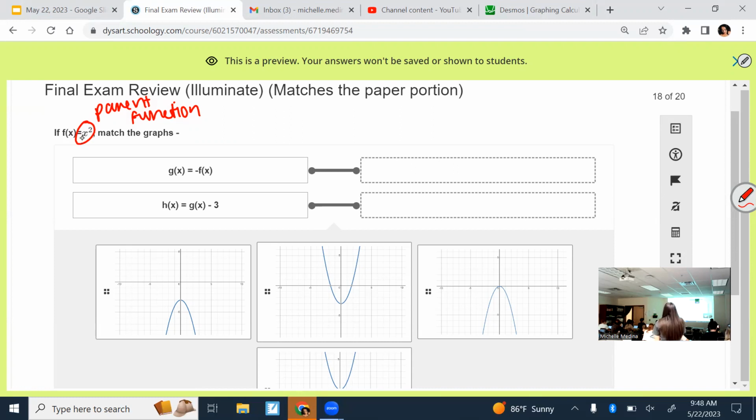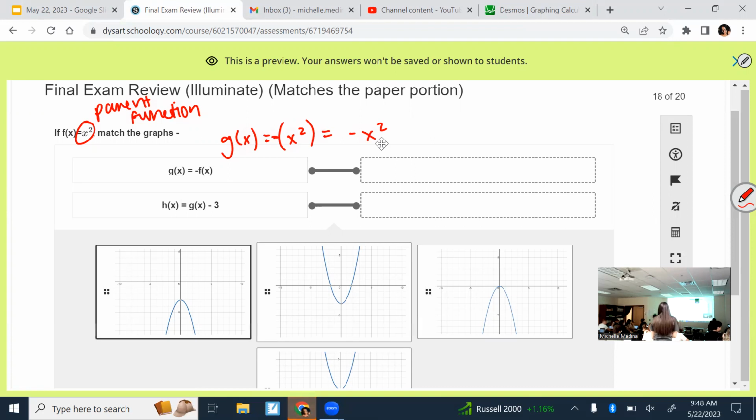It says that g of x is the same as f of x, except for what's the difference here? I just need to take what f of x is, which is x squared, and make it negative, which makes it become negative x squared. How would that graph look? Would it open upward or downward? Downward because of the negative a. So we're between these two. Which one is it going to be? The one that's on the origin or the one that's not?